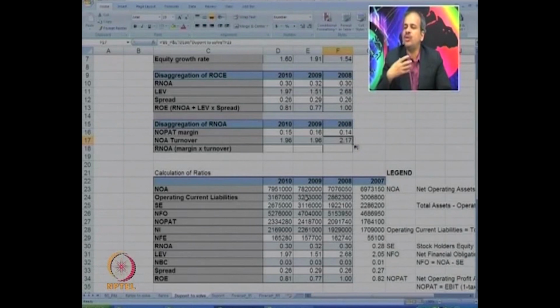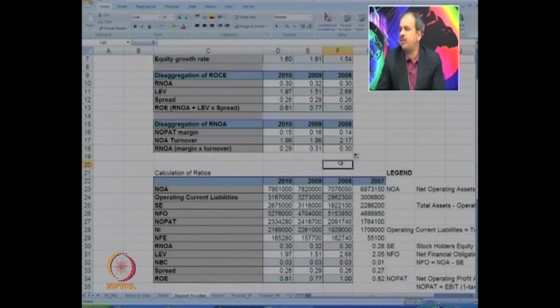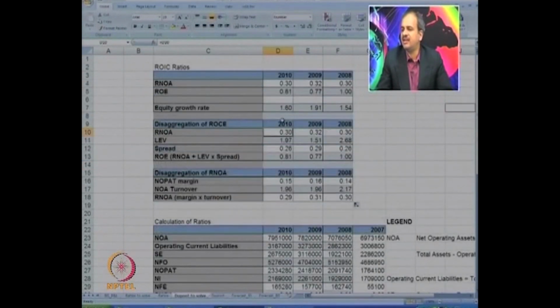Now we know that the company is able to make about 2 times the sales of its assets, and on the assets it makes roughly 15% profit. If you relate these two figures, multiply these two figures, you will get RNOA. You can see it is roughly about 30%. This is very close to the figure which we calculated earlier. Are you able to see?